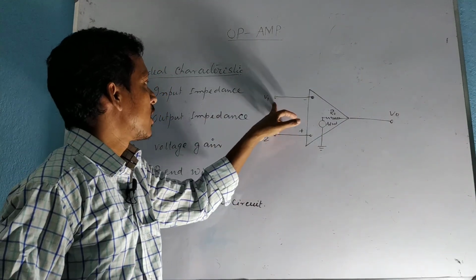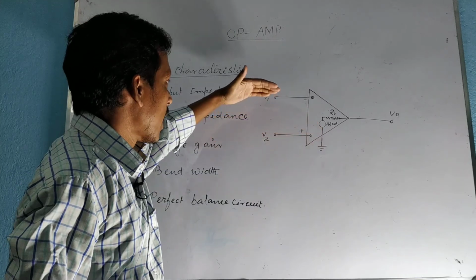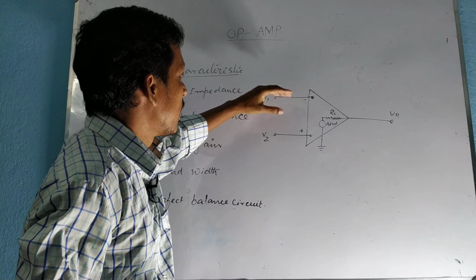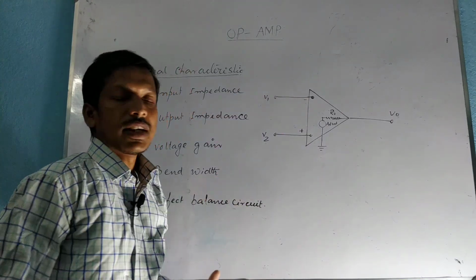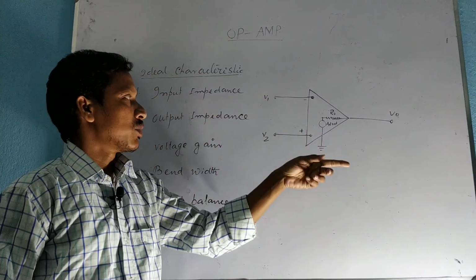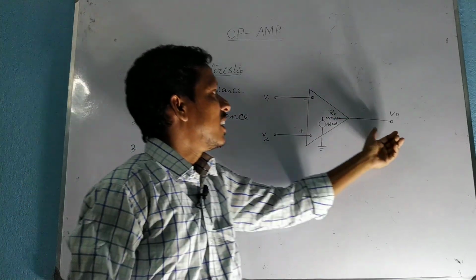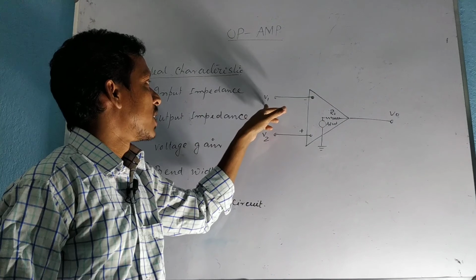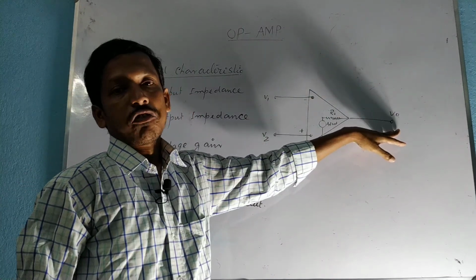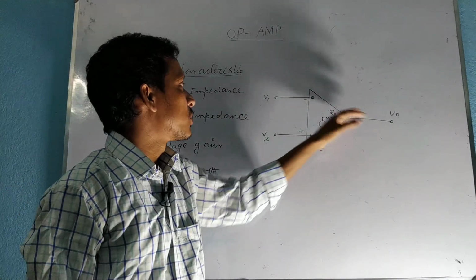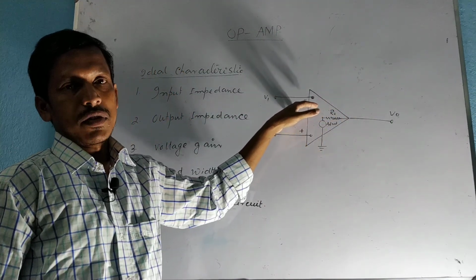Why is it called the inverting input? If we apply an input signal at that input terminal, then a 180 degree phase difference takes place between the input and output. So if we apply a positive signal here, we will get a negative signal, and if we apply a negative signal, we will get a positive signal. 180 degree phase difference takes place between the input and output, so it is called the inverting input.